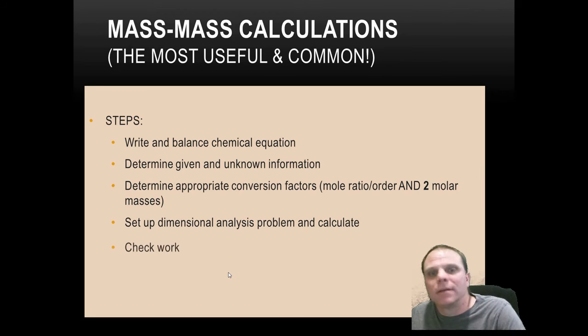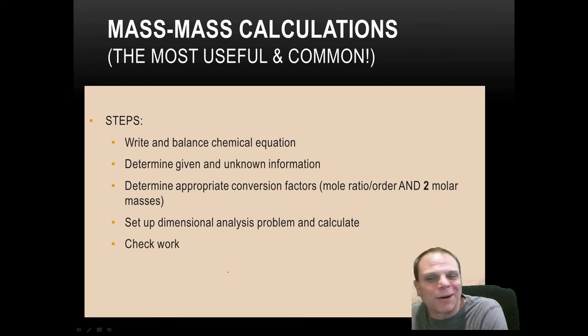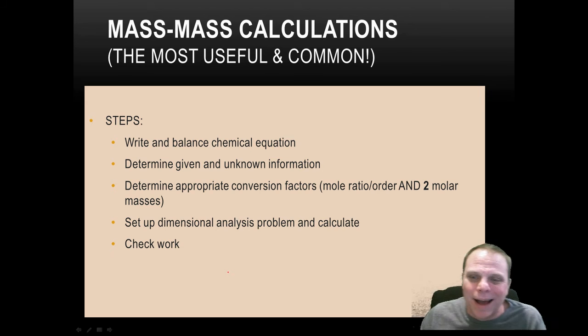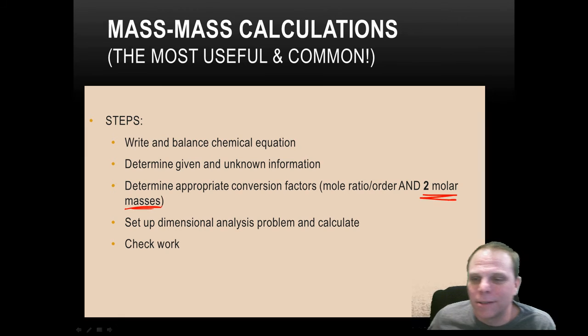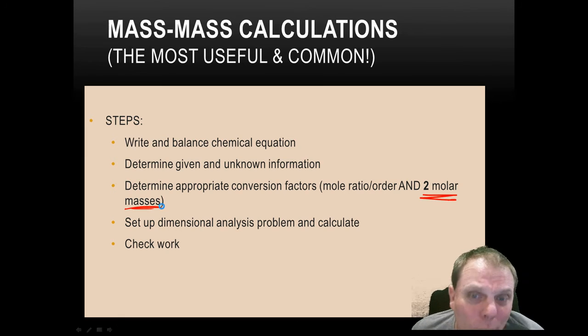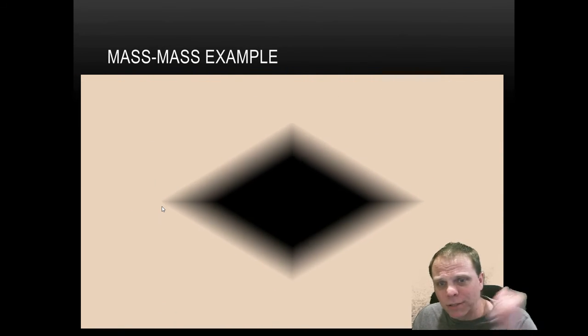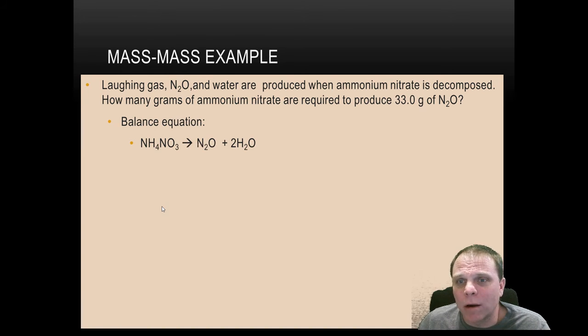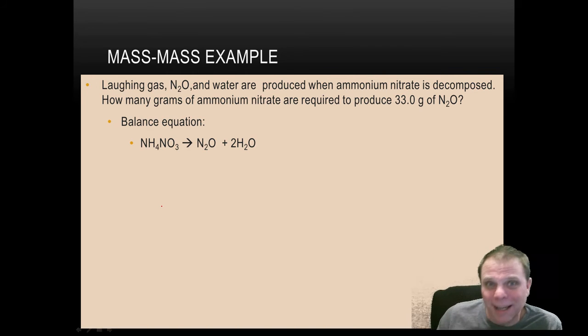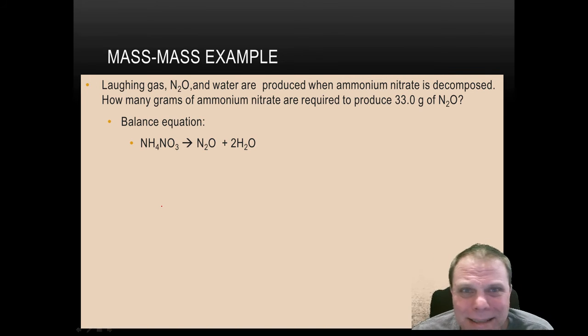So again, steps, nothing different here. Notice that your steps are going exactly the same. It's just that you're going to have 2 molar masses that you have to deal with here instead of 1, right? So you've got to have that mole ratio, and you're going to have both molar masses. All right, so here's our example. We start with our laughing gas and a balanced chemical equation. Laughing gas and water are produced when ammonium nitrate is decomposed. Did you know that laughing gas was a really common drug in the 18th century?